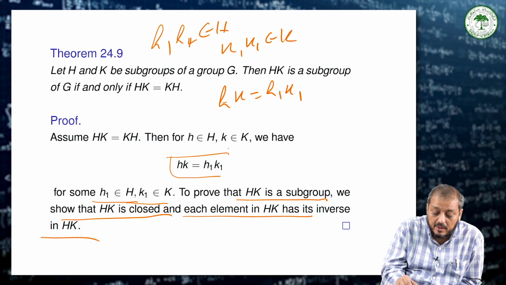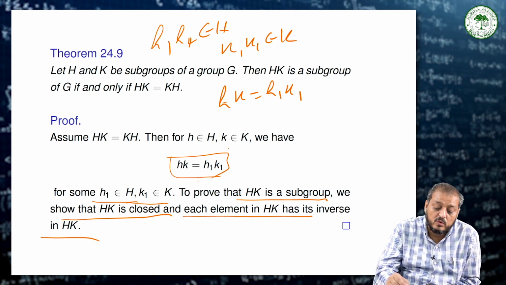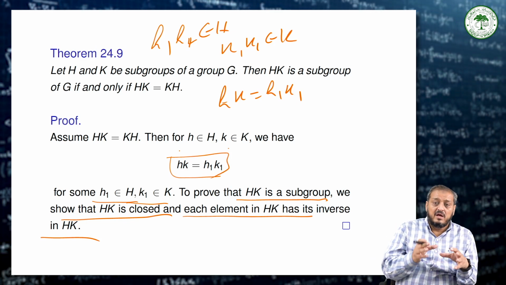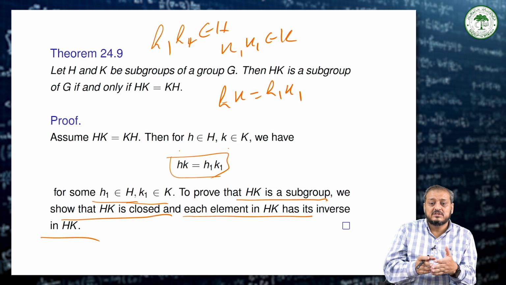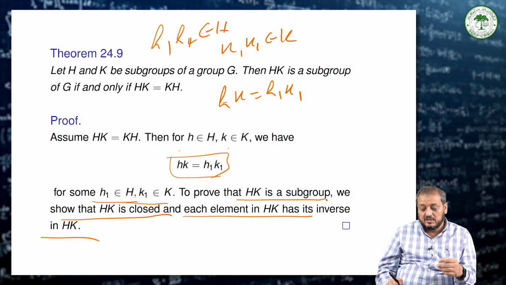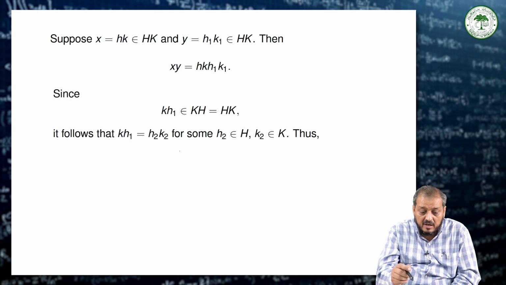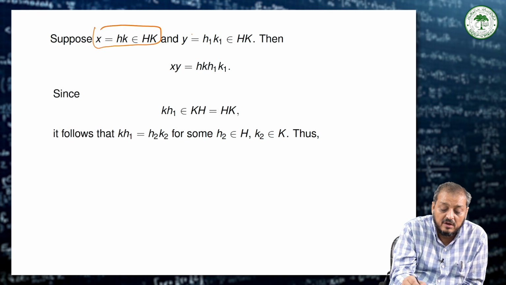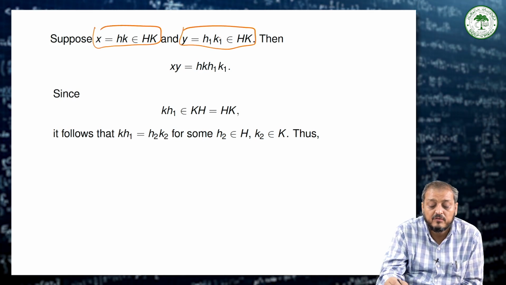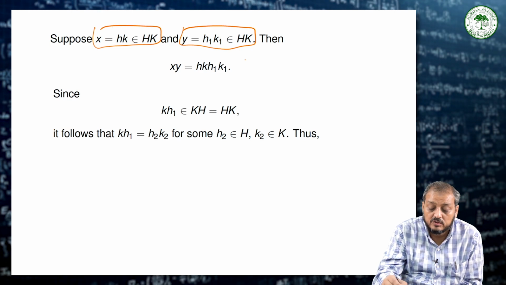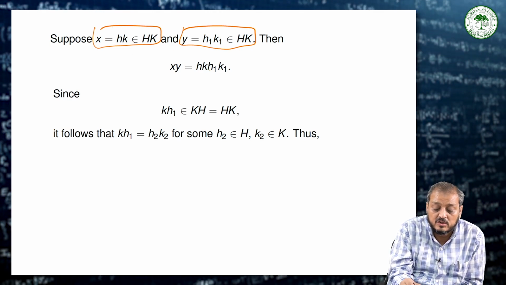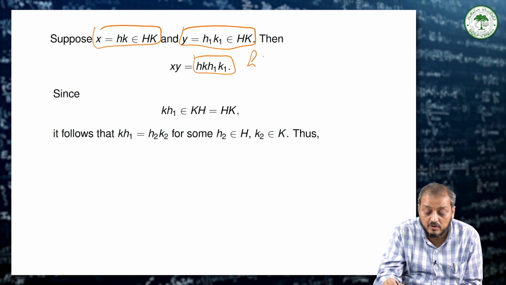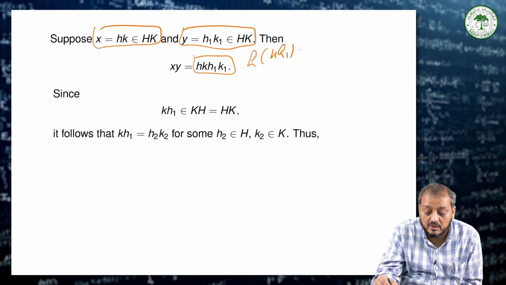This condition is given. Then we have to take any two elements of HK and show that the composition of these also belongs to this set, and also that the inverse exists. So we take two elements. Suppose x is hk, an element of HK, and y is h1k1, an element of HK. Then we have to show that xy is in HK. So xy is equal to hk h1k1, and now we can write this in the form h, k h1, k1.